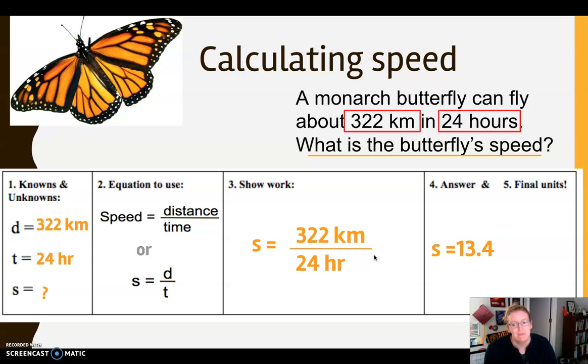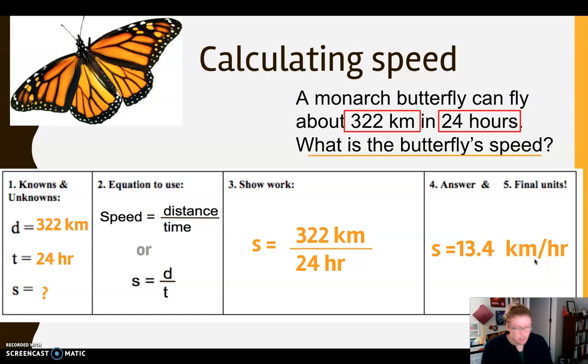Oh, there's a fifth step. I've got to do the fifth step, and that's writing down my final units. And my final units are going to be kilometers per, which means divide, so I have a division sign there, hour. So I've written down my final units.